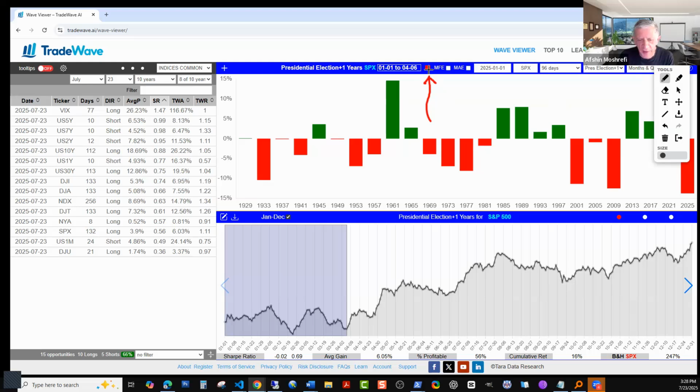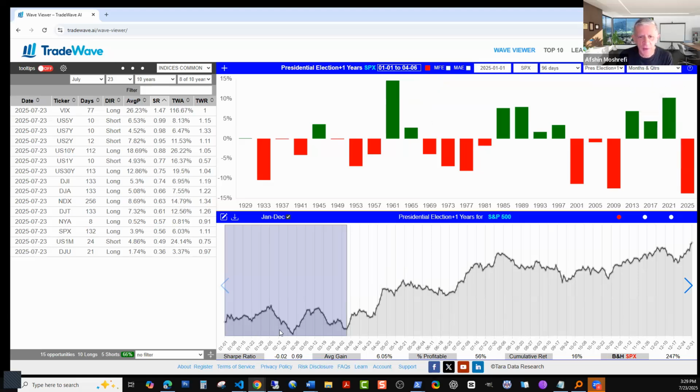This square is either red or green. It turns green when TradeWave determines that more years are green than red, and it turns red when it finds that more years are red than green. So this is a better bearish date range.